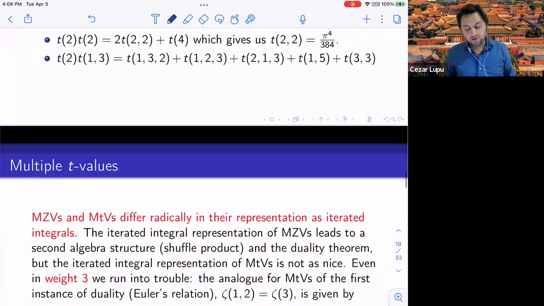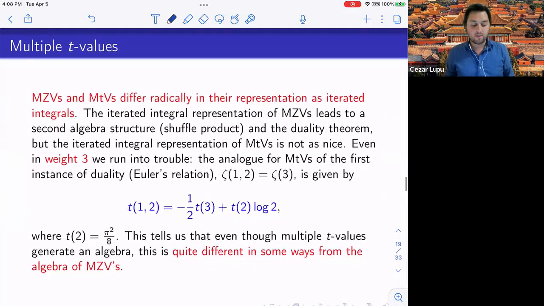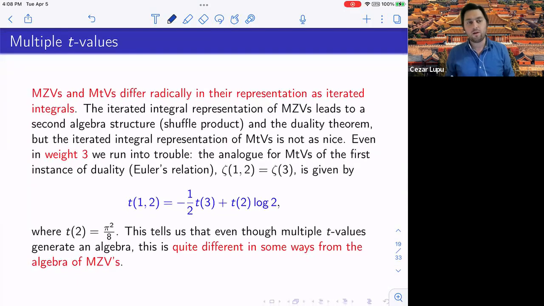Okay, but unfortunately, if you try to go for an iterated integral, in the same way as you want to express the multiple zeta values in terms of a very nice iterated integral, that's not going to happen. Unfortunately, the integral representation for multiple t values will differ drastically from the one for multiple zeta values. Let me just give you an example so that you can actually see it.